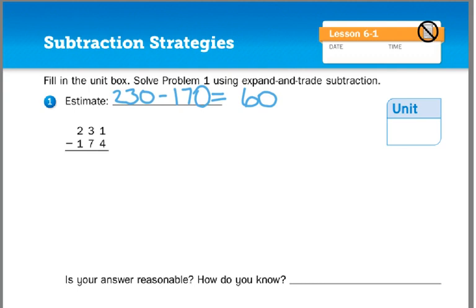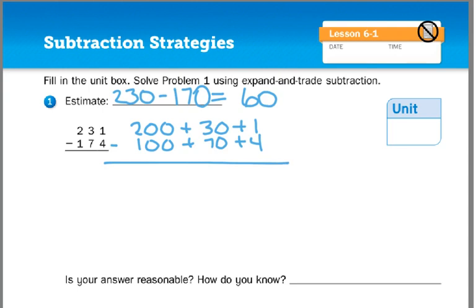Now let's use the expand and trade subtraction. That's where you pull the numbers apart and then subtract. So we have 200 plus 30 plus 1, and we're going to subtract 100 plus 70 plus 4. There's your equal sign. We're starting with the ones column. Can we take 4 from 1? We cannot. So we have to go to the tens column and borrow a 10. If you borrow a 10 from 30, now it's a 20. Then we add that 10 to the 1, and 10 plus 1 is 11. So 11 minus 4 is 7.